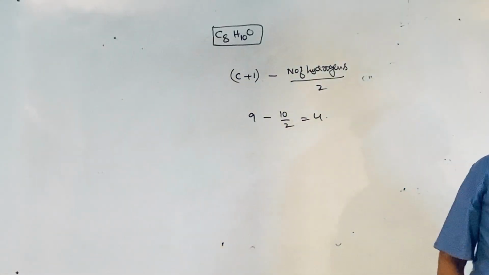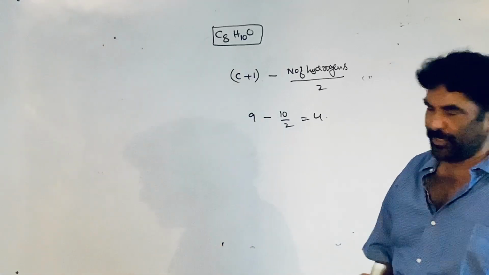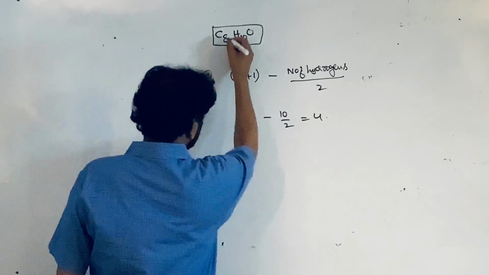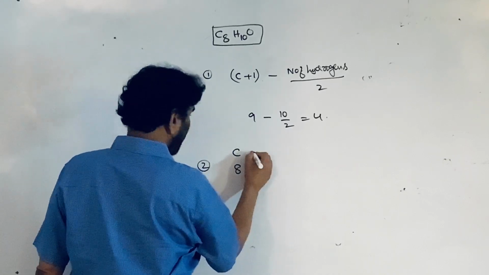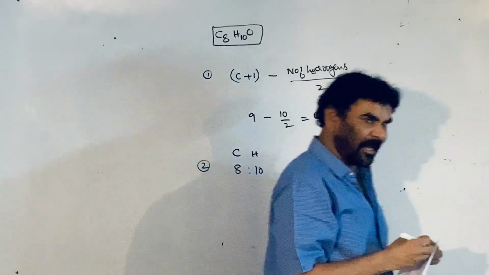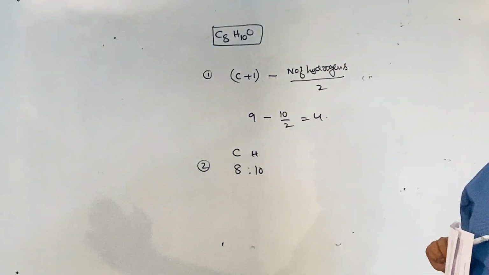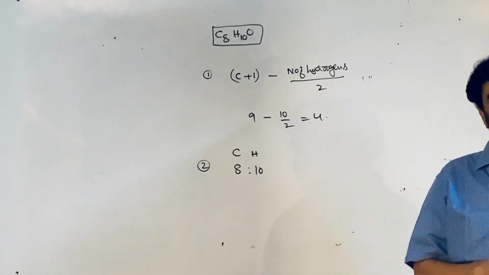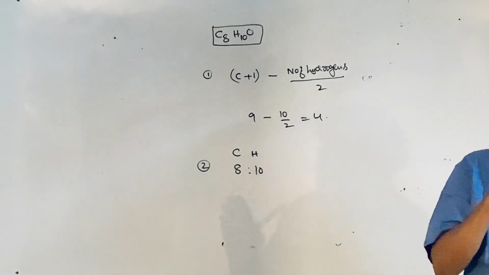So that equation is with us, right? So that means the degree of unsaturation is 4. The second thing is the carbon hydrogen ratio: there are 8 carbon atoms, 10 hydrogen atoms, so the ratio is nearly 1:1. If there are 6 or more carbons present and the carbon hydrogen ratio is nearly 1:1, then we predict the benzene ring.